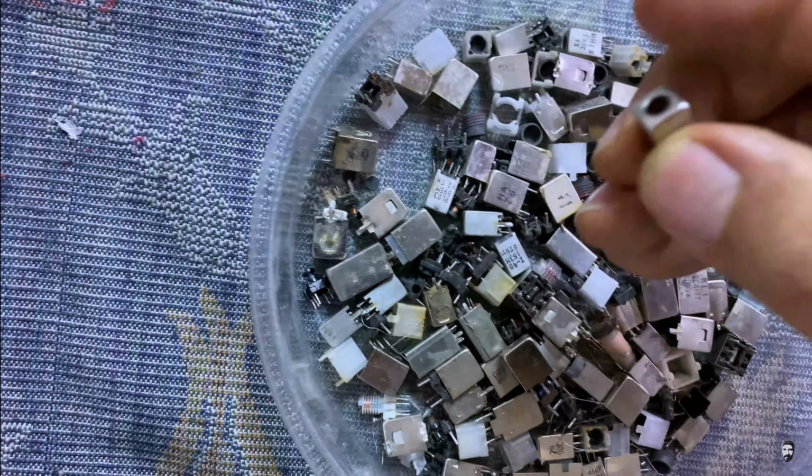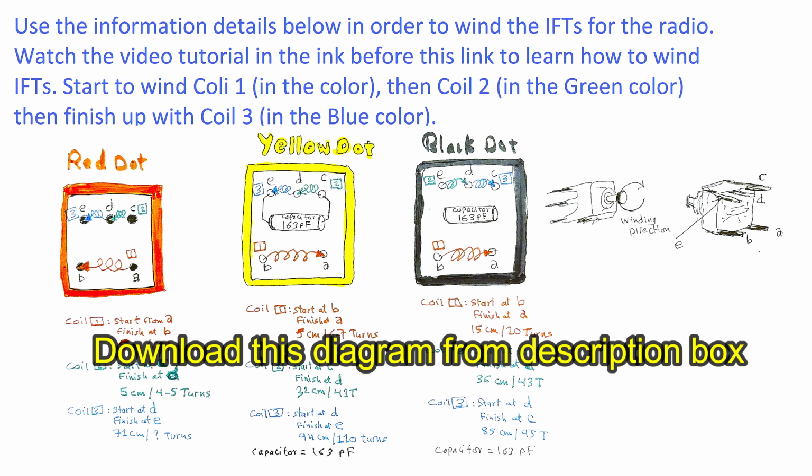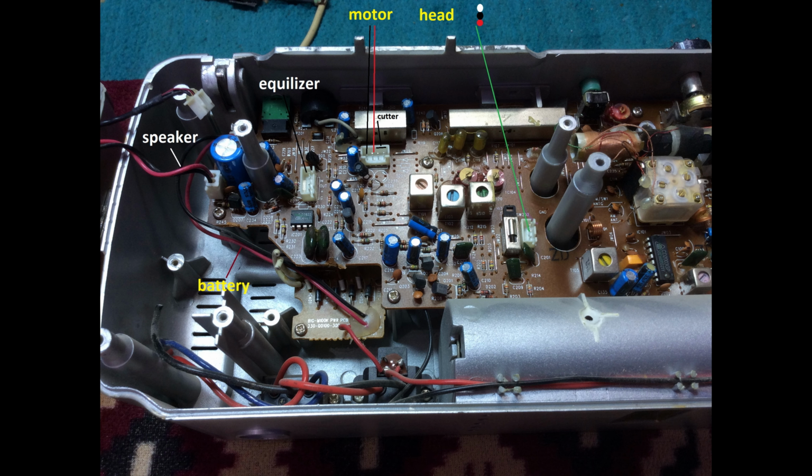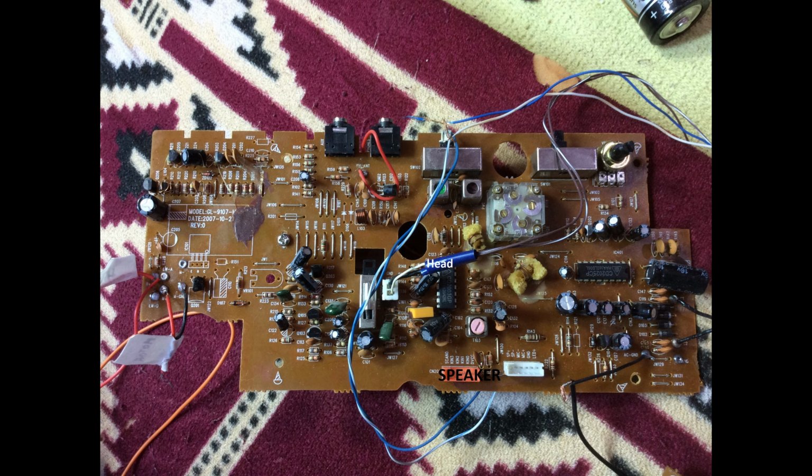I will take from my stock 3 transformers. Then I will rewind them for our radio, according to the sketch linked below. Where did I get my stock from? I extracted them from old radio cassette scraps.